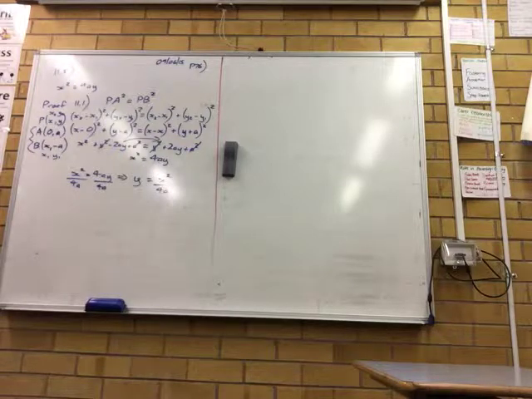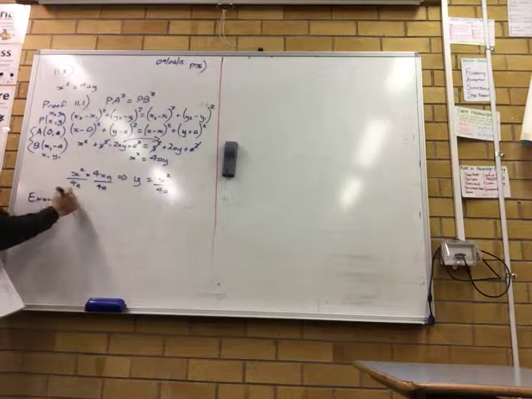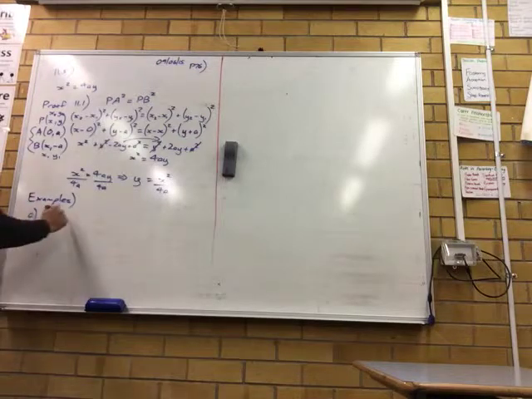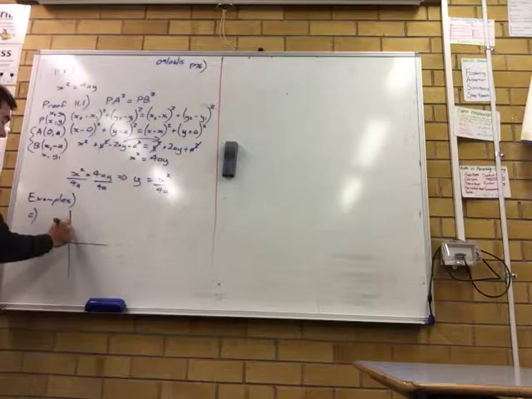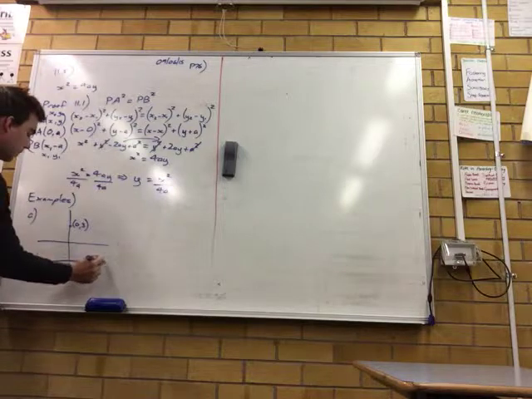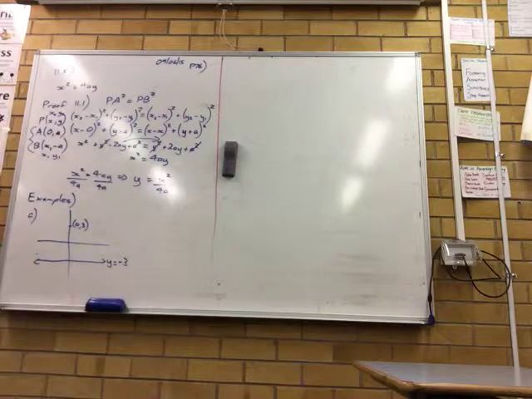Okay, question. Right, examples. A. Find the equation of the parabola whose focus has coordinate 0, 3 and directrix equation y equals -3. Right, so while we're getting an understanding of this, let's sketch it. So the focus is at 0, 3. The directrix has the equation y equals -3.